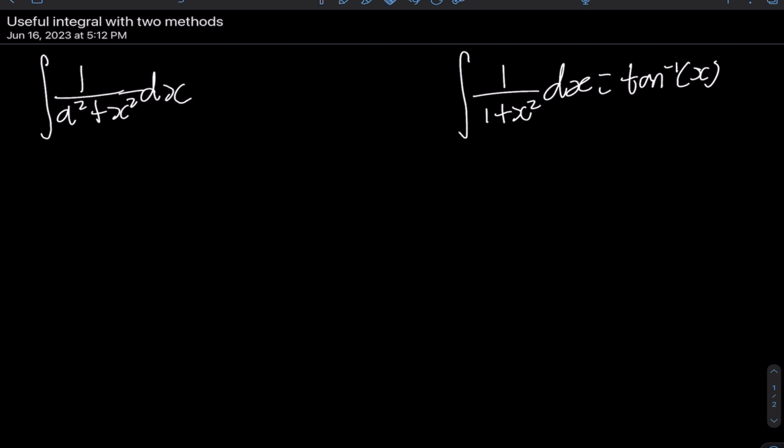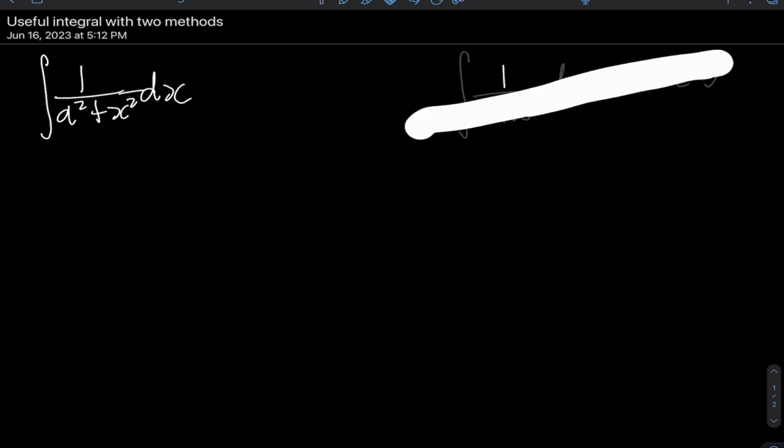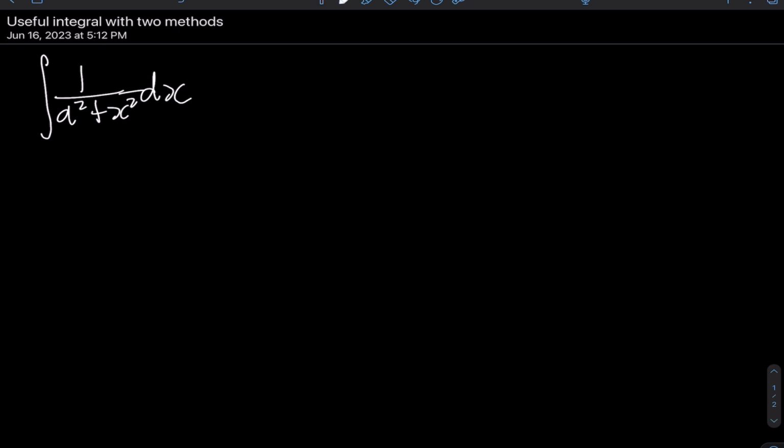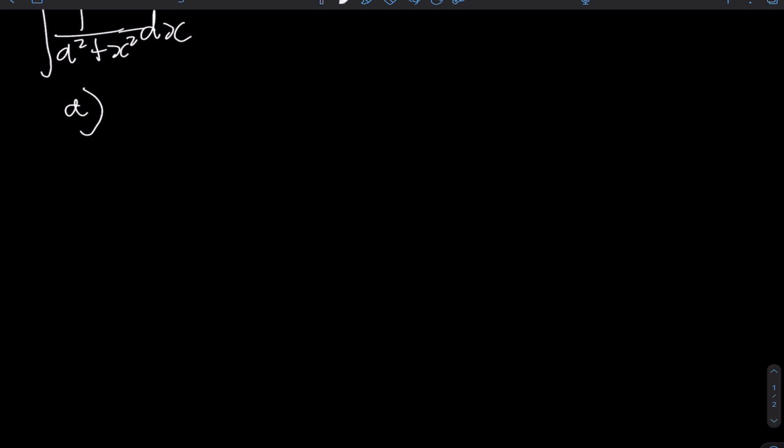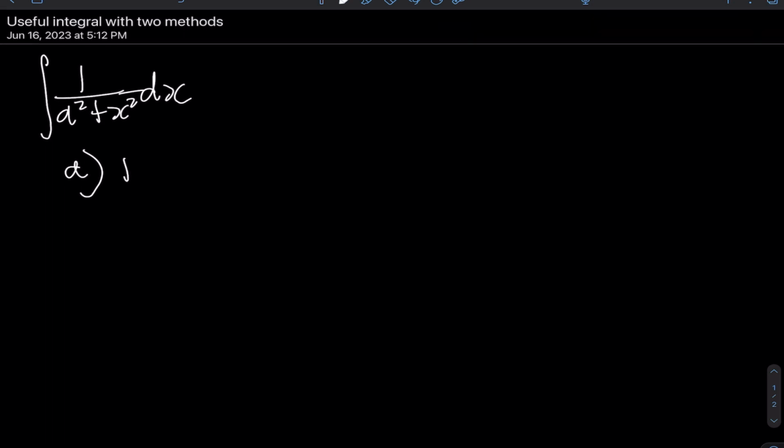But what would happen if we had 1 over a squared plus x squared instead? Well, we have some random constant, so what do we do? The first thing we can see is that we have some constant plus x squared, so we can use a trig substitution. That is the first method that we'll be using, so we'll first be looking at a trig substitution.